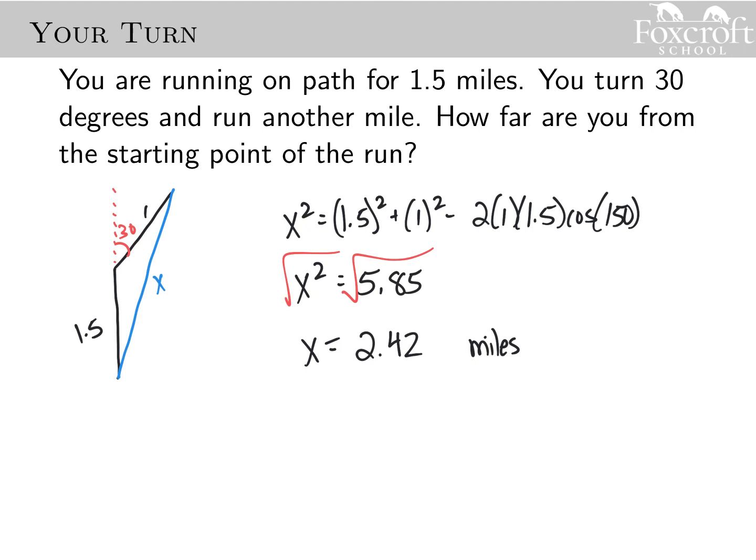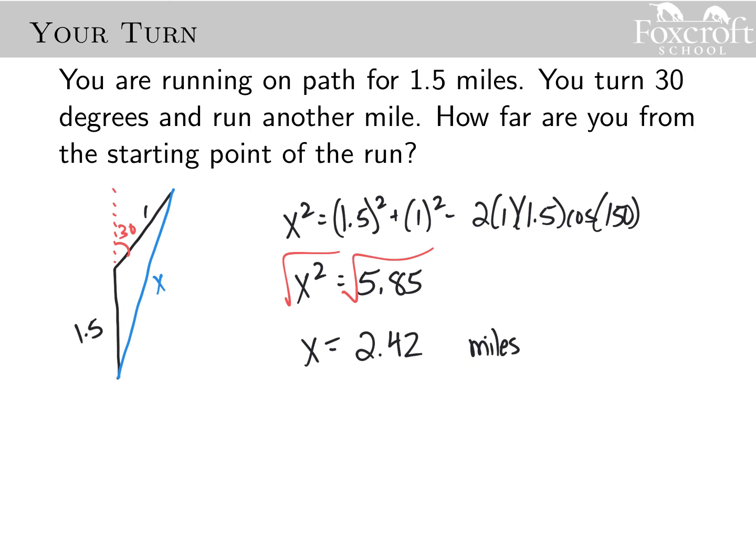And here's a solution I came up with. So really similar, you go 1.5 miles, you turn and run 1 mile. Just to be different, I turned to the right instead of to the left. There's really no difference in anything, whichever direction you made that 30-degree turn. Plug that into the law of cosines, use a calculator to simplify the right-hand side, take the square root, and you get 2.42 miles.